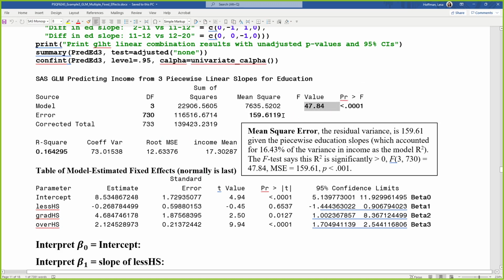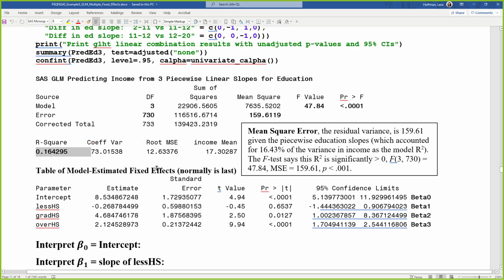F is my test statistic for the 3 slopes combined. And here's the p-value that goes with the F. If the 3 slopes were 0 in the population, it is highly unlikely we would have seen slopes this discrepant from 0. So the model's significant. How good is it? R square, right there. 16% good.